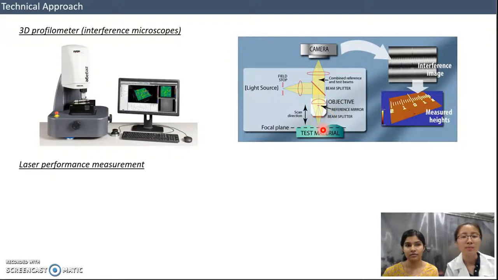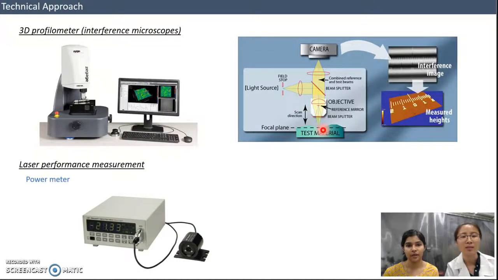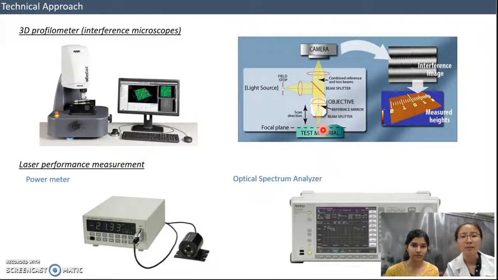For the laser performance measurement, firstly we used a power meter, where we input different amounts of current and then measure the output power of the laser. And then we're able to measure the spectrum performance of the laser using an optical spectrum analyzer.